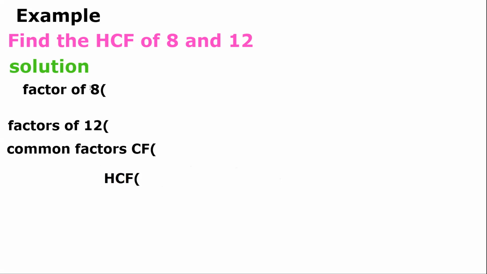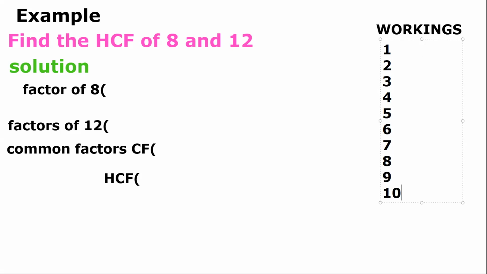So you are going to find the factors of 8. The first one is the factors of 8. You write your workings somewhere here. Workings. Good. Then you number 1 to 10. 1, 2, 3, 4, 5, 6, 7, 8, 9, 10.